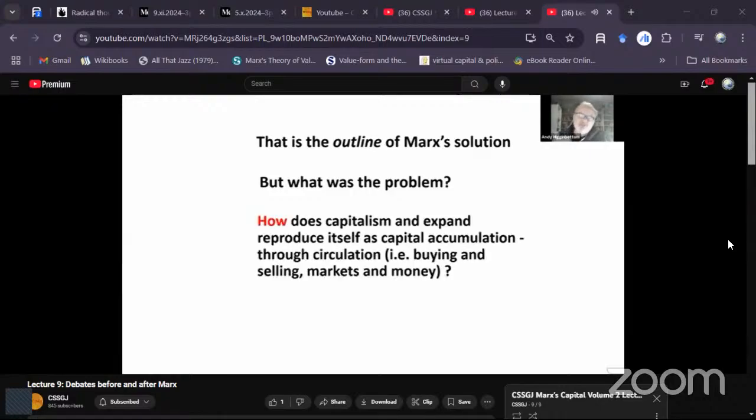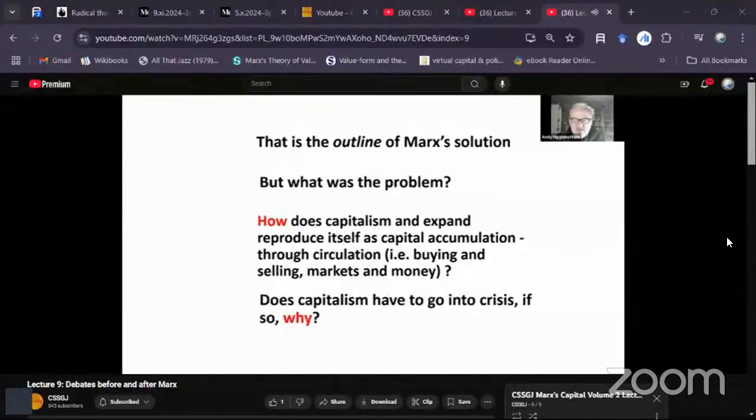Now, you have to take 2 steps back, really, to understand what the problem is. The most immediate problem is how Marx actually introduces it, in terms of response to Adam Smith. But conceptually, Marx introduces it along the lines of how capitalism expands and reproduces itself as capital accumulation through circulation. How does capitalism expand through the buying and selling of commodities for money in markets? How does that work? That's what he's showing us in his departmental schema.